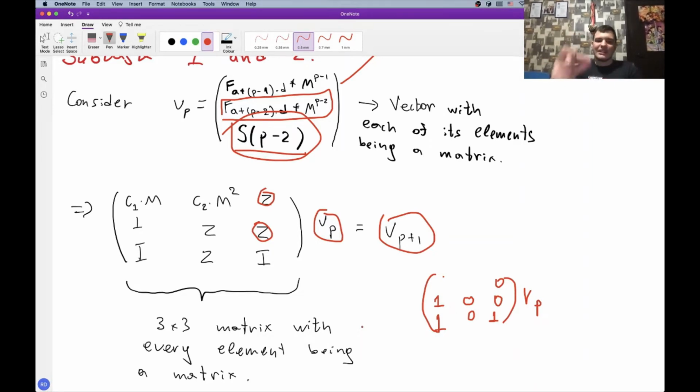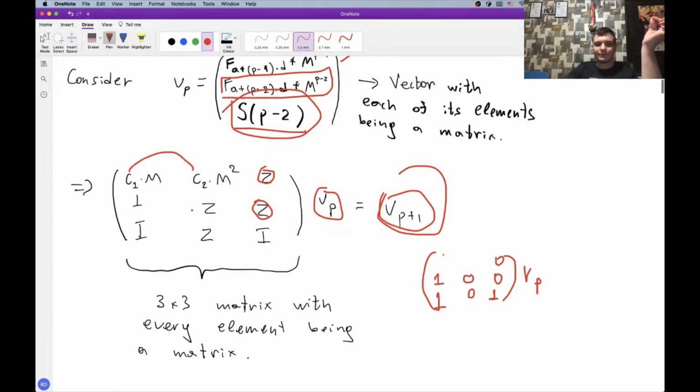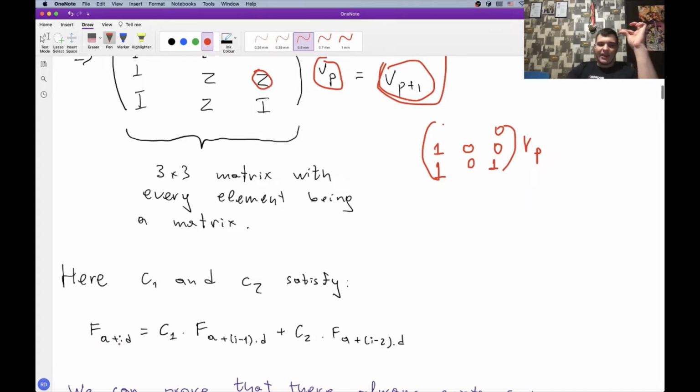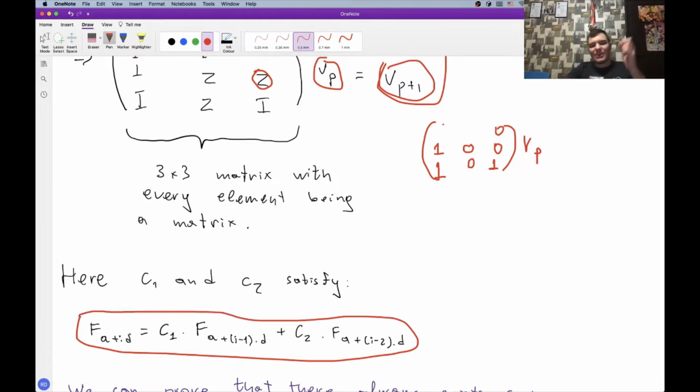The only problem here is that we actually don't know the recurrence relation. We can define it by C1 and C2. What we are expressing is V of P plus 1 from V of P as a recursive relation based on two coefficients C1 and C2. C1 and C2 should satisfy the fact that the Fibonacci numbers of this kind of weird form are in a way an arithmetic progression, because it's like a plus I multiplied by the difference of the arithmetic progression.